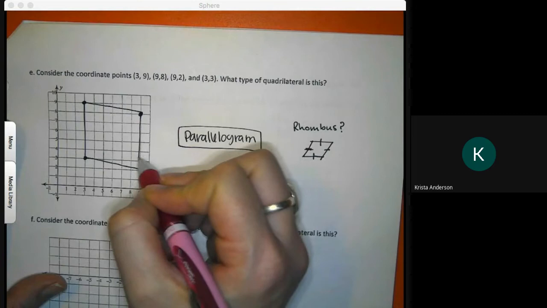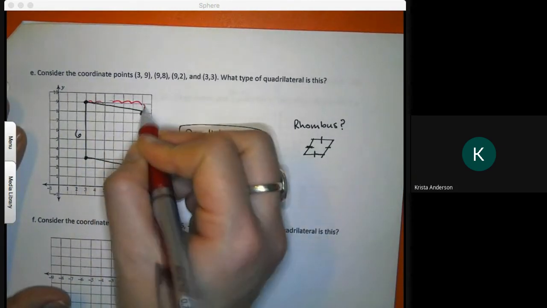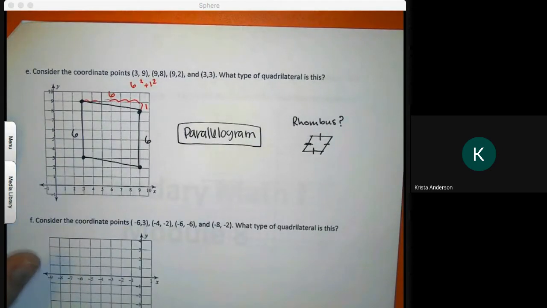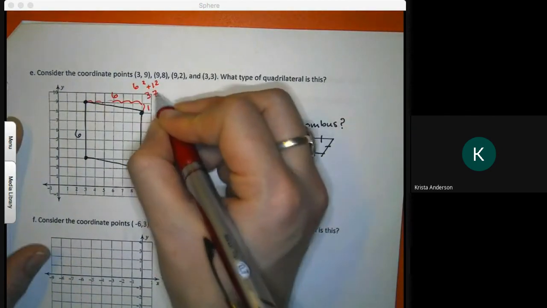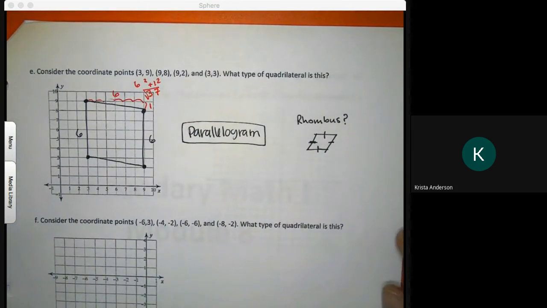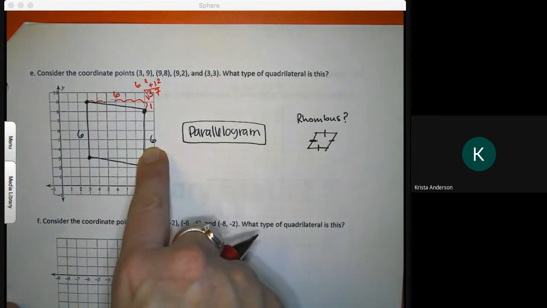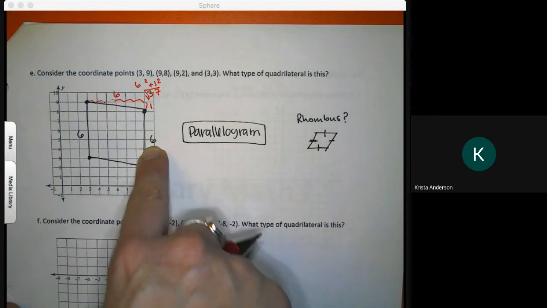If I check my sides, 1, 2, 3, 4, 5, 6. This is 6. This is 6. This is 6 and a 1. 6 squared plus 1 squared. My distance would be 37 square rooted. Is 37 square rooted the same as a 6? No, it's one above it. It's a little teeny bit longer than 6.